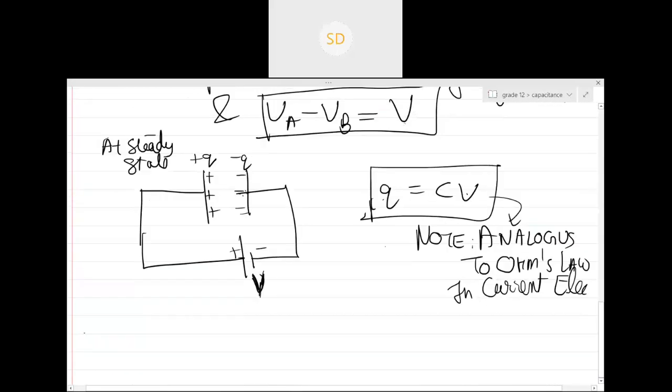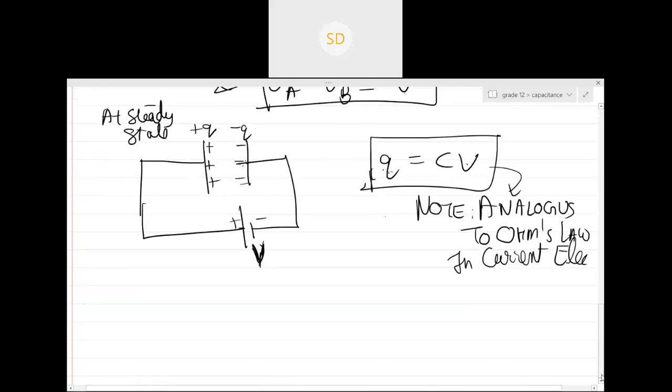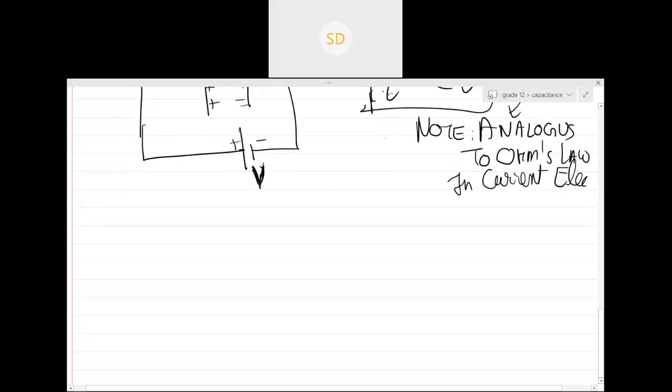So this was charging of a capacitor. Please remember this charge is at the steady state. Steady state is basically when you keep the capacitor to charge long enough, then it becomes this. Is this clear? Completely clear.